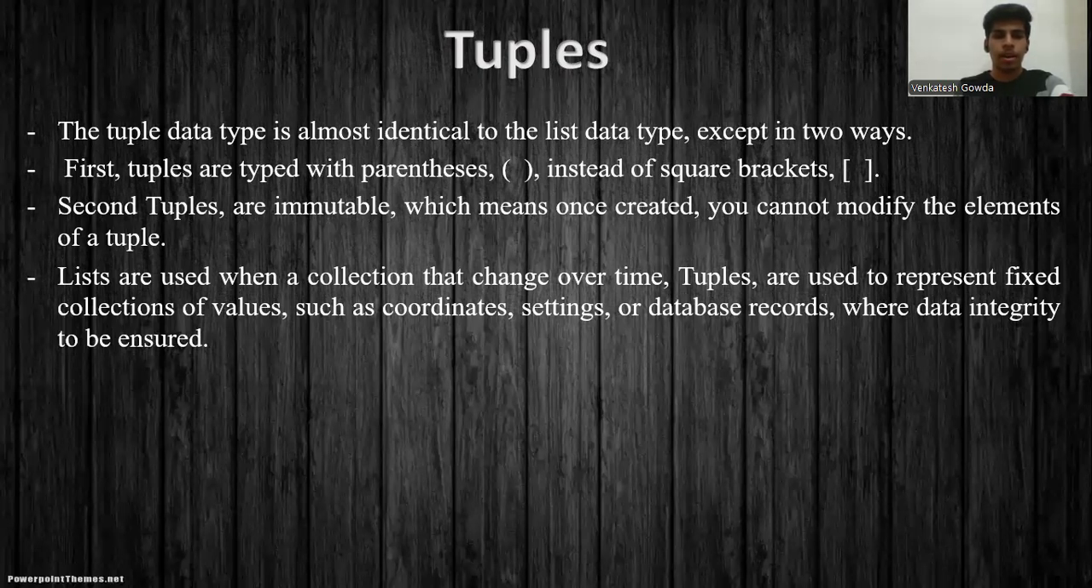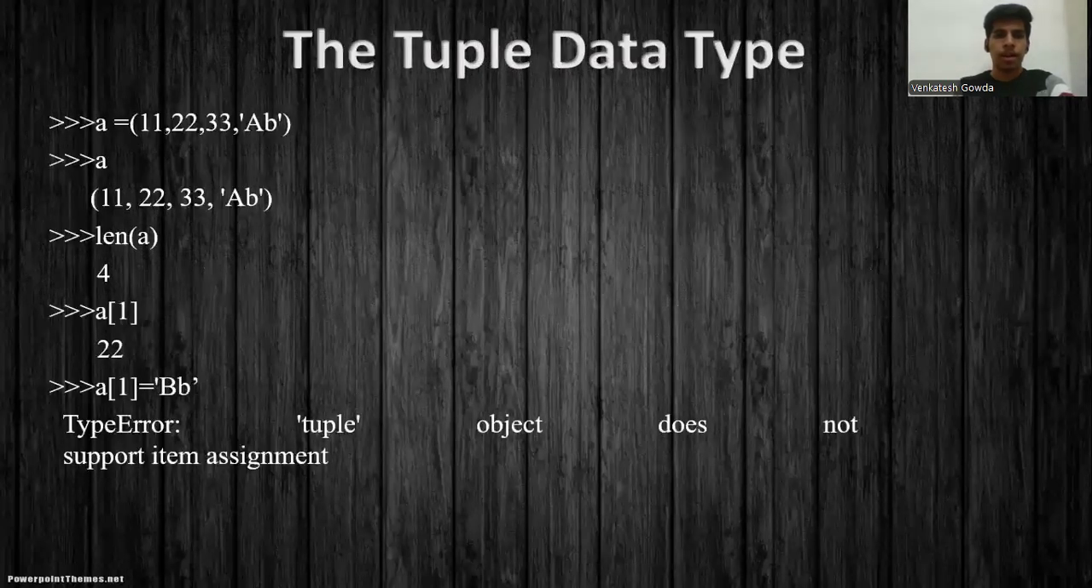Lists are used for a collection that changes over time. Tuples are used to represent a fixed collection of values such as coordinates, settings, or database records where data integrity is to be ensured. So here are the examples of a tuple data type, where the items of the tuple are enclosed within parentheses.